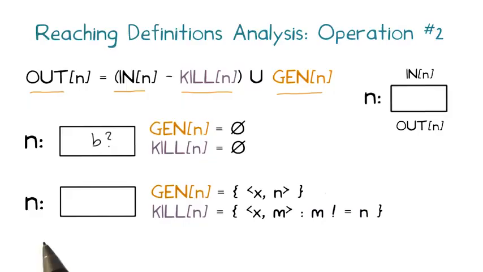If the statement at node n is an assignment of the form x is assigned a, then the gen and kill sets are more interesting. The gen set contains the definition of variable x at node n itself, reflecting the fact that this definition is generated by node n. The kill set, on the other hand, contains every definition of variable x except the one at node n, reflecting the fact that all those definitions will be overwritten by the one at node n. We denote this set compactly using set comprehension notation. You can review this notation by following the link in the instructor notes.